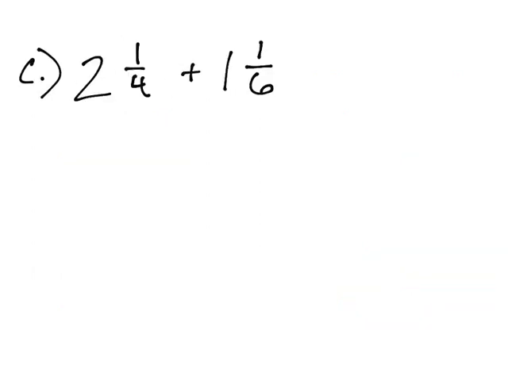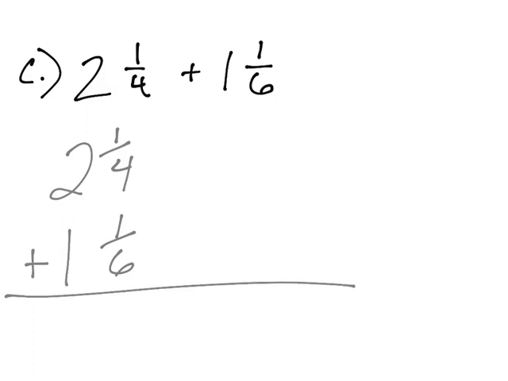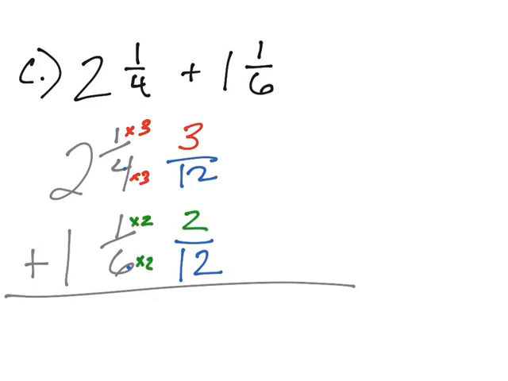Now let's get to the ones that have different denominators. So here I have 2 1/4 plus 1 1/6. Check out your denominators. I have 4 and 6. What do 4 and 6 both go into evenly? 12. So we're going to change our fractions to have common denominators. So 4 times 3 gives me 12. That means I multiply that numerator by 3, and 1 times 3 is 3. In the lower fraction, 6 times 2 is 12. That means 1 times 2 is 2.